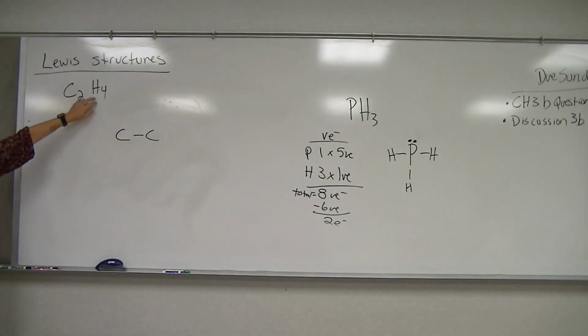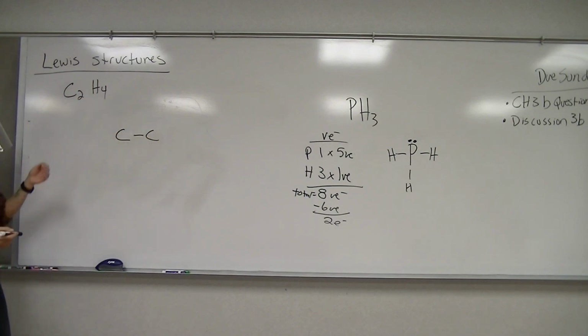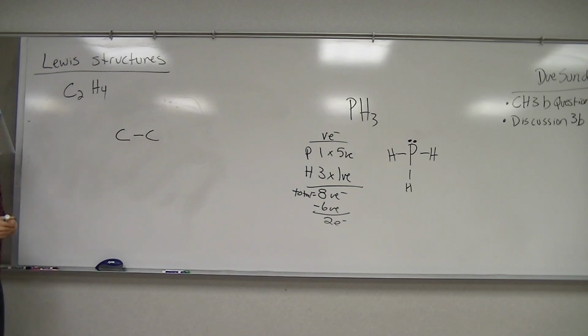Well, how do I know where those 4 hydrogens go? Do I put 3 on one, 1 on the other? Like, how does that work? Well, in nature, symmetry usually wins. You can see that when you look at a leaf, when you look at a snowflake, right? Things usually want to be symmetrical. So do that. Put 2 on each.